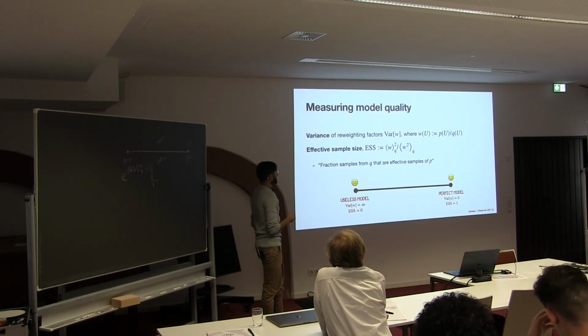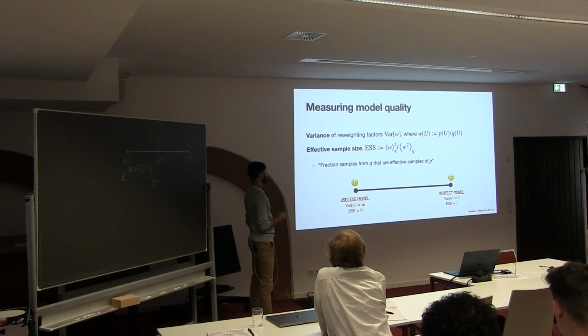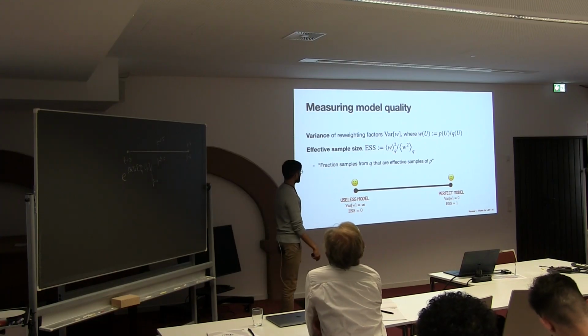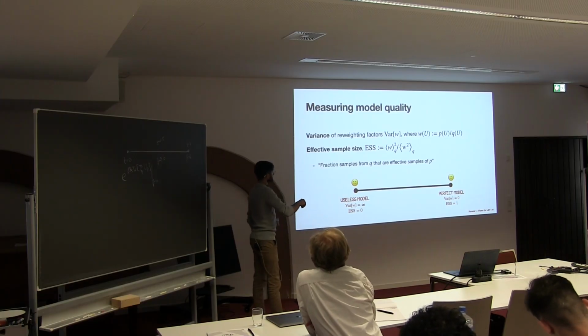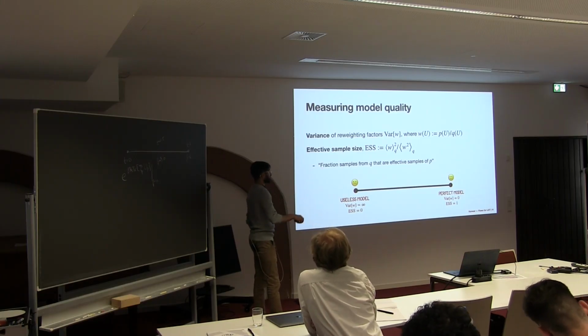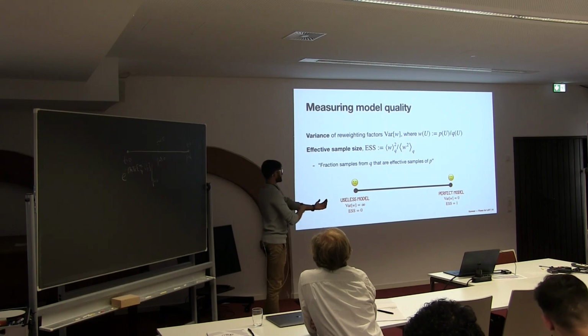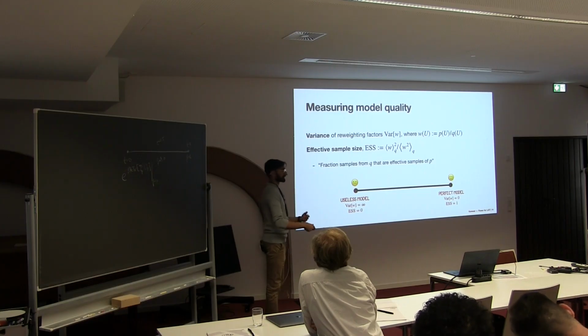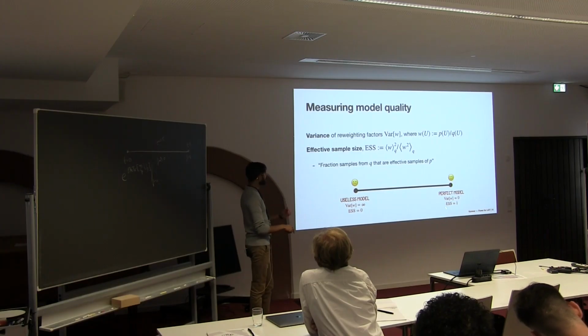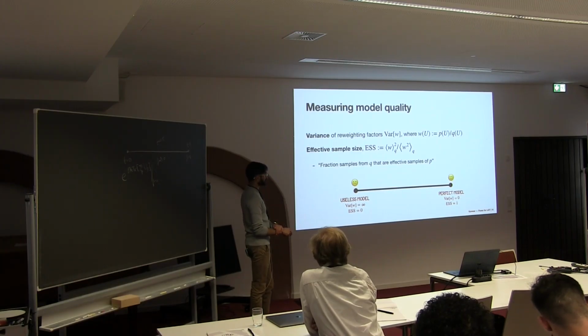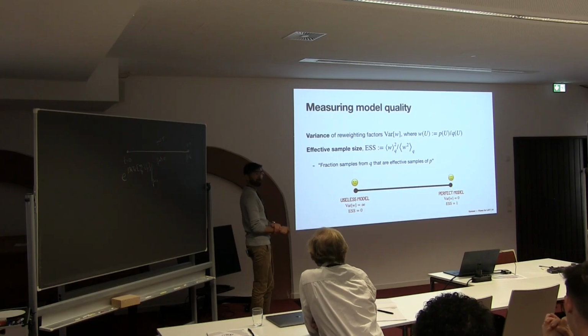And so if we want to understand our model quality, one useful metric is the variance of those reweighting factors. An equivalent metric, in some sense, is the so-called effective sample size, which is related to moments of the distributions of these reweighting factors. But the intuitive meaning is simply, if I draw n samples from my model distribution, the ESS tells me what fraction of those are useful effective samples from my target distribution. So you want this to be close to 1. An ESS of 1 would correspond to 0 variance of your reweighting factors, a perfect model.